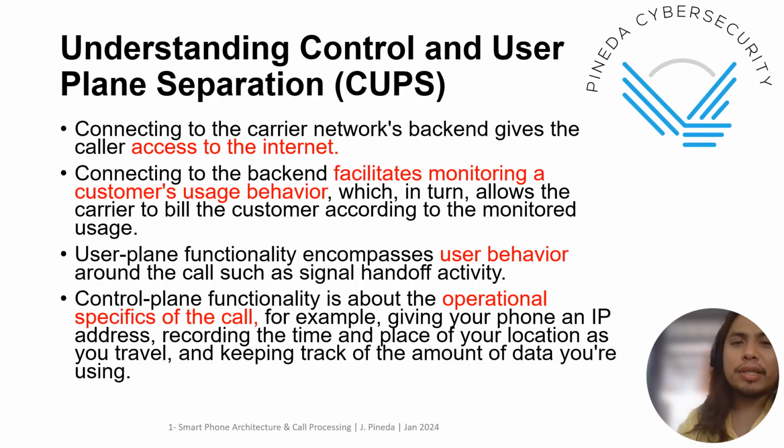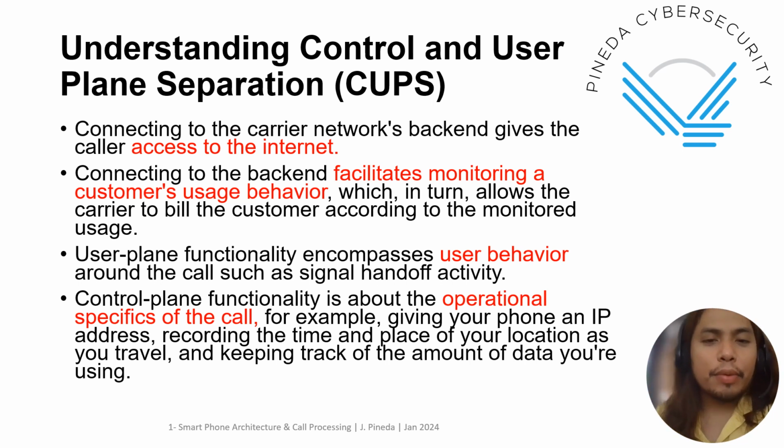Now, another important concept is CUPS, or understanding the control and user plane separation. This is a common way of segregating different functions. You put them in different planes. Connecting to the carrier network's backend gives the caller access to the internet. Connecting to the backend also facilitates monitoring a customer's user behavior, which in turn allows the carrier to bill the customer according to the monitored usage. So that's why there are different planes.